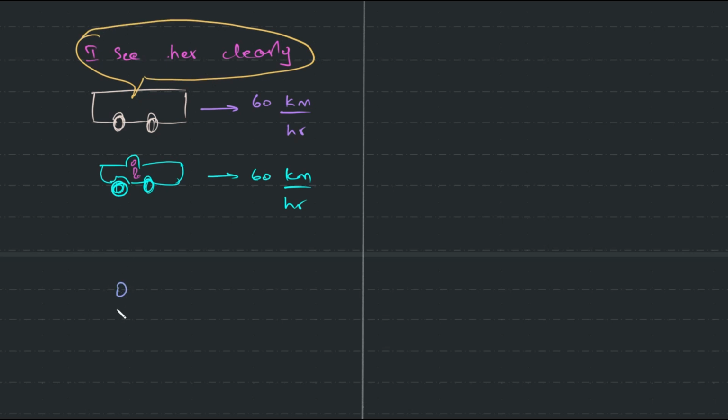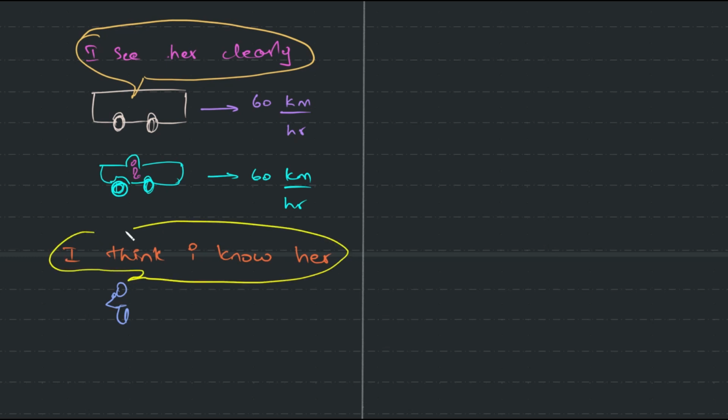perspective, while the person standing over here, I think I know her. The person will be guessing. Do you guys agree? So it won't be a sure thing. But for this person, for you guys, it will be a sure thing. Is it not? Why? Because the relative velocity between the bus and the car is zero. It's like they're stationary.